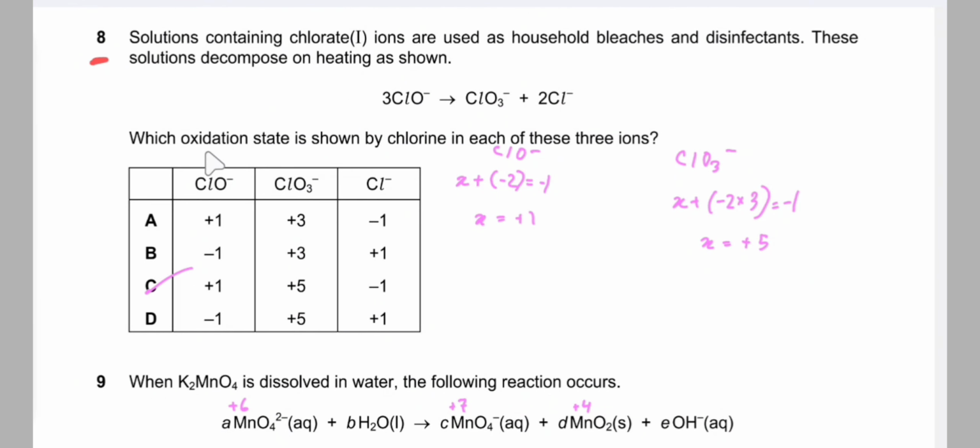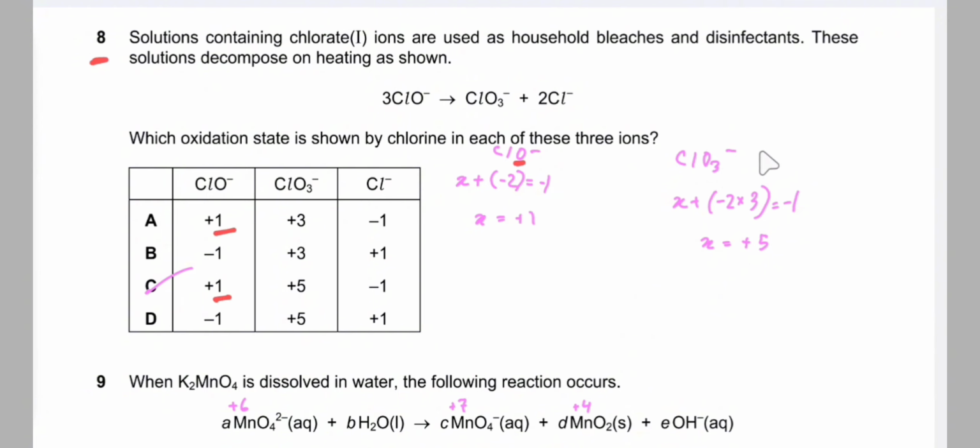In question number 8, which oxidation state is shown by chlorine in each of these following ions? So the oxidation state of chlorine in ClO minus: we refer to Cl as X. So X plus the oxidation state of oxygen, which is negative 2, is equal to negative 1. So X, after solving, comes to be positive 1.